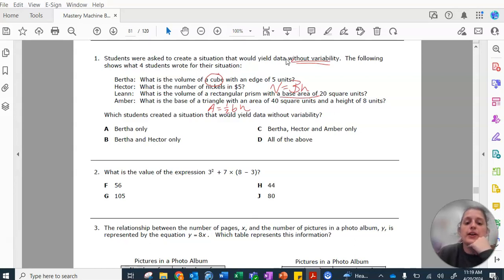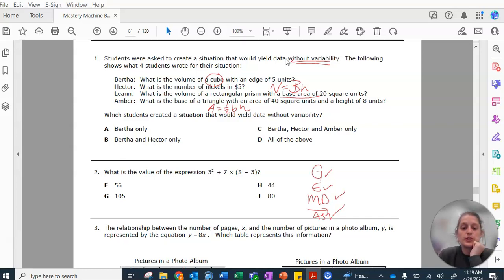Number 2, what is the value of the expression? Remember that your scratch work should include GEMDAS. Go for those grouping symbols first, then move on to the exponents, then you can do that multiplication. I don't see any division on this problem. And last but not least, you would do that addition. Subtraction is not last here because it's inside grouping symbols.